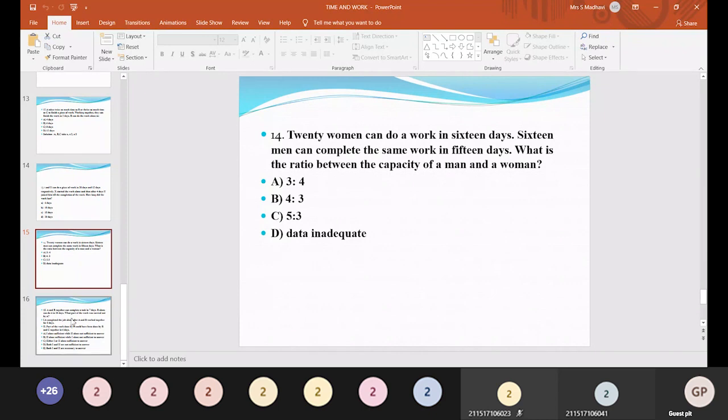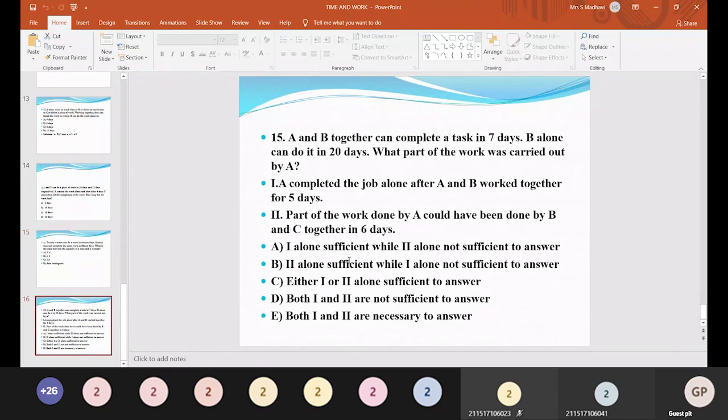Coming to the 15th problem. A and B together can complete a task in 7 days. B alone can do it in 20 days. What part of the work was carried out by A? See, statement 1 is given as: A completed the job alone after A and B worked together for 5 days. And the second statement is: the part of the work done by A could have been done by B and C together in 6 days. Here, the answer is A. Statement 1 alone is sufficient to find out the answer.